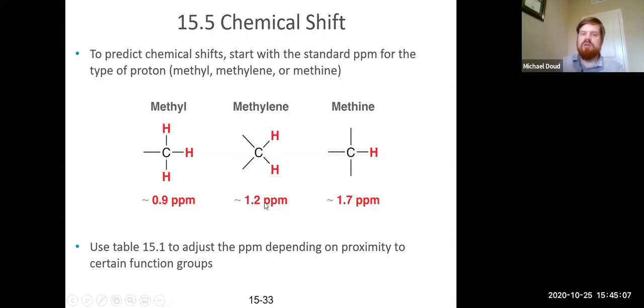That has a standard chemical shift of 1.2 parts per million. And then finally, methine. Methine is essentially where you have a single hydrogen bonded to a tertiary carbon. And that chemical shift starts at 1.7 parts per million. So these are your standard ones. You say, okay, I have a methyl group that starts at 0.9 parts per million. Then what you're going to do is go to the next table, and that's going to tell you how you adjust it.